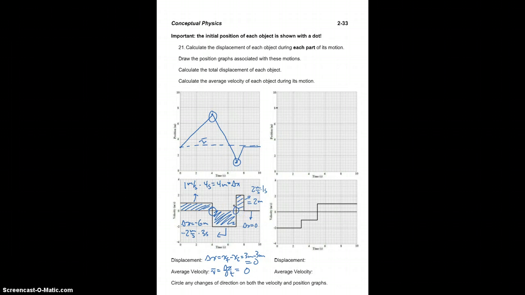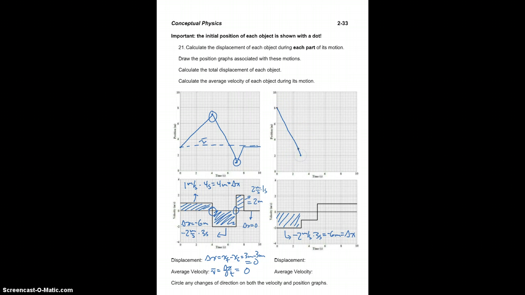Okay, on to the second one. Again, we're looking at areas. So if I look at the area in this first segment, it's a rectangle, -2 meters per second for 3 seconds. So my displacement is -6 meters. For that section, I started at 8, so displacement of -6 would put me at 2.